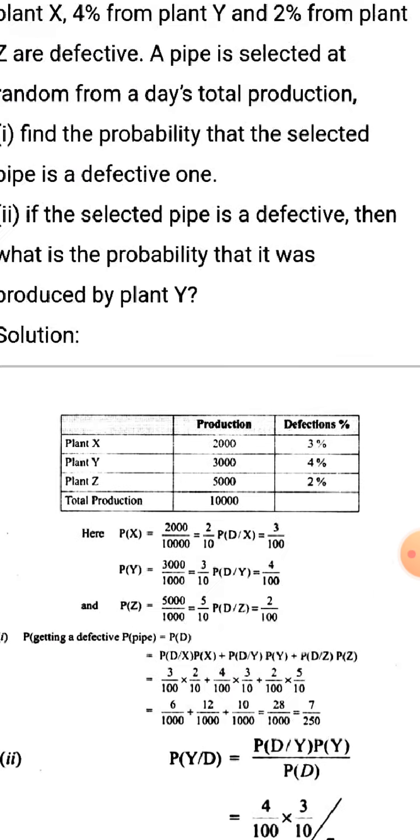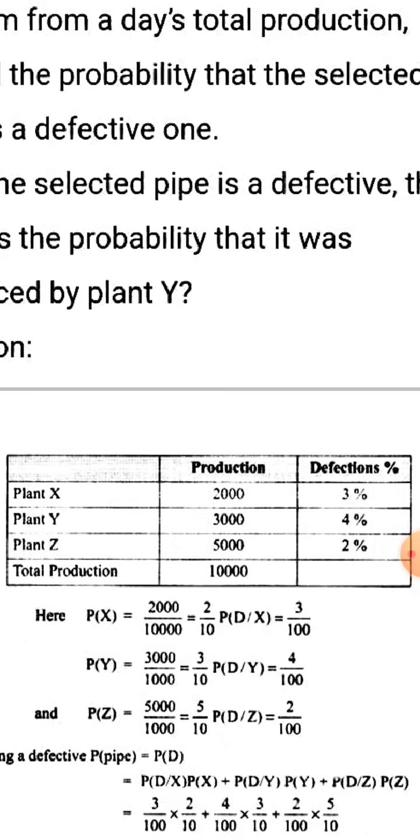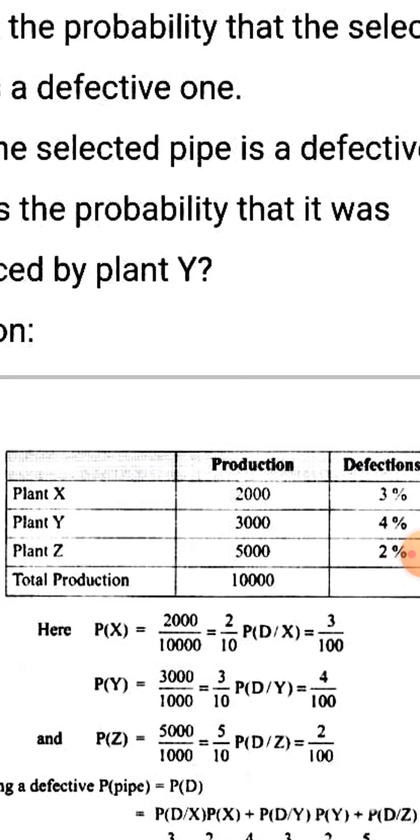Before solving, first write the given information. Plant X, plant Y, plant Z. Production values are 2000, 3000, 5000. Total 10,000. Defective percentages are 3%, 4%, 2%. First, probability of X equals 2000 production divided by total production 10,000. So 2000 divided by 10,000, the answer is 2 by 10. P of Y is 3000 divided by 10,000, which is 3 by 10. P of Z equals 5000 divided by 10,000.